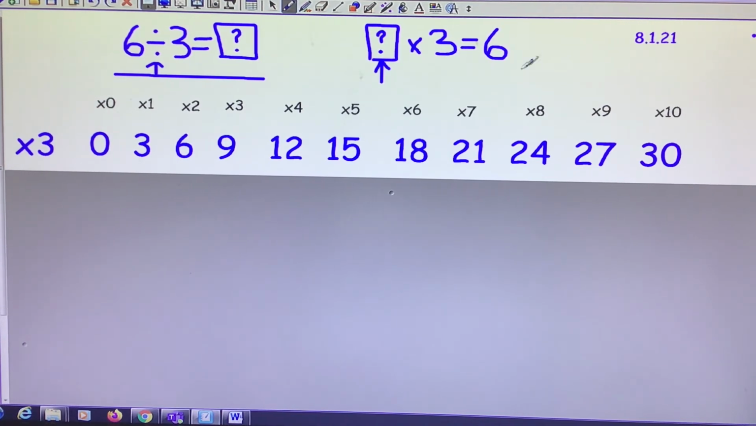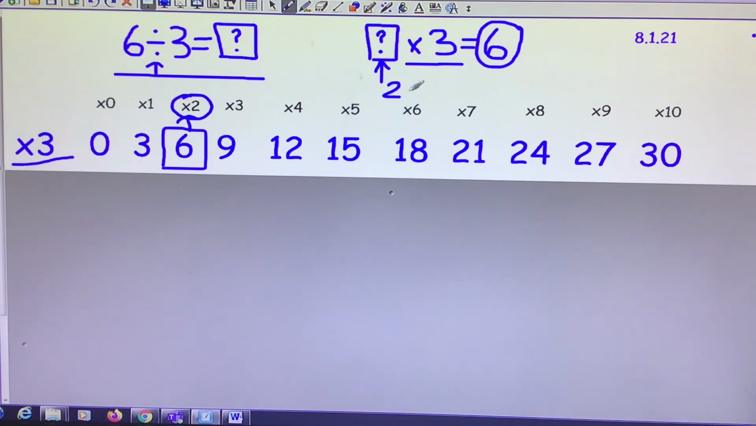Well, if you don't know that, we can use this information here to help us. Because we know we're using multiples of 3. It's in our equation. We know the answer, the whole, the product is 6. So let's go and find 6 in our multiples of 3. 0, 3, 6. There we go. I found it. And then we find out how many groups of 3 make 6. And in this case, it's 2. Okay? 2 groups of 3 make 6.